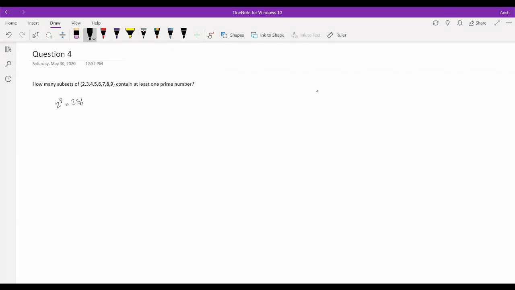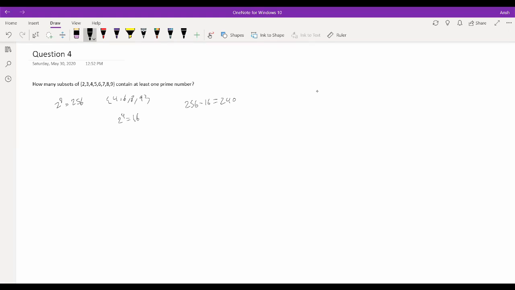And we want to subtract out the subsets that have no primes. The only values here that aren't primes are 4, 6, 8, and 9. Using these four numbers, we can only create 2 to the 4 equals 16 subsets, which means that the rest, 256 minus 16, have at least one prime. So our answer is simply 240 subsets have at least one prime.